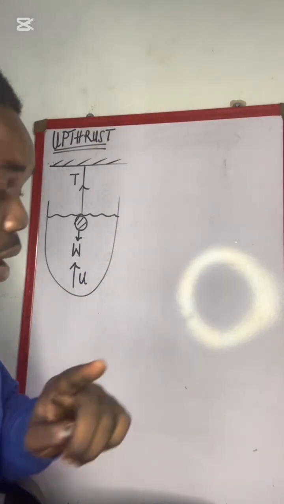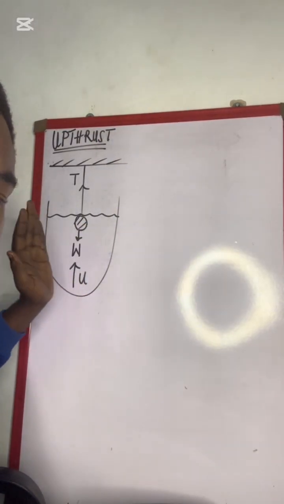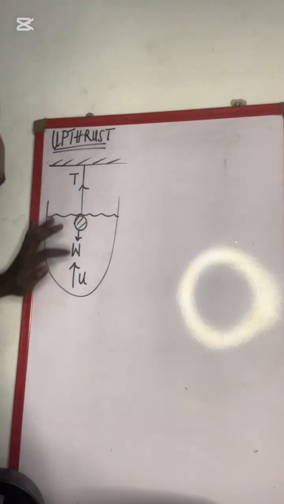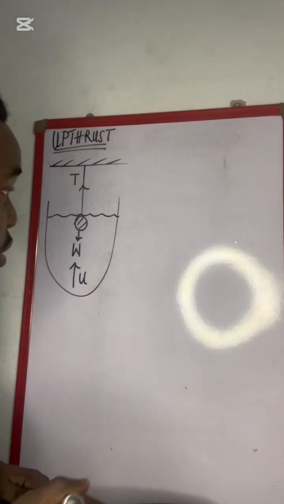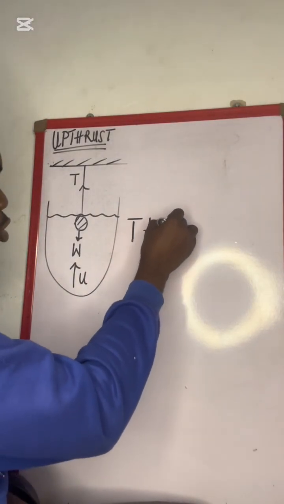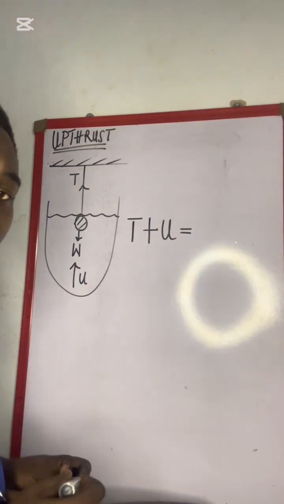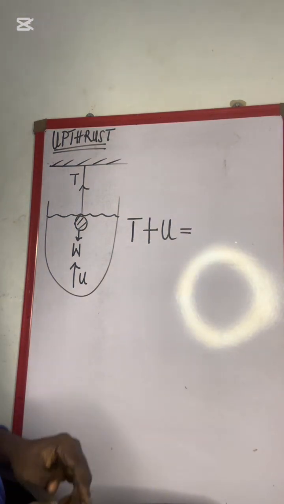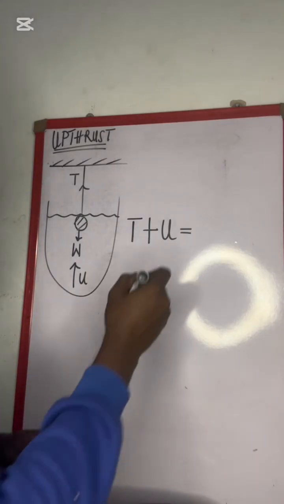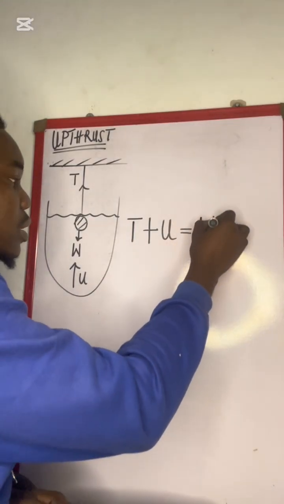Now let's check. How many forces are acting upward here? There are 2: tension and upthrust. That is to say that the tension plus the upthrust must be equal to... Now, which force is acting downward? That is the weight. It must be equal to the weight.